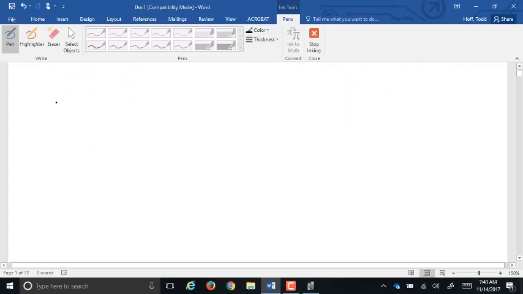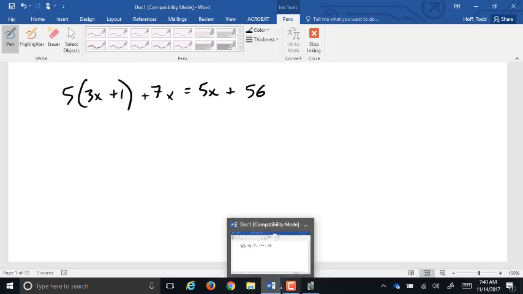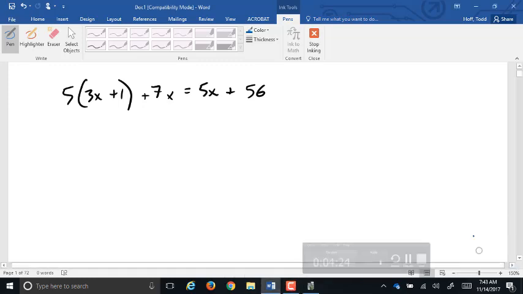Well, the next step up might be to try something like this. I want you to try that and you know it's quick. I'll give you a... Okay, what's our first step? Perfect. Whenever we see parentheses, it should draw us there first. So we're going to do 5 times 3x, 15x, and 5 times 1 is 5.